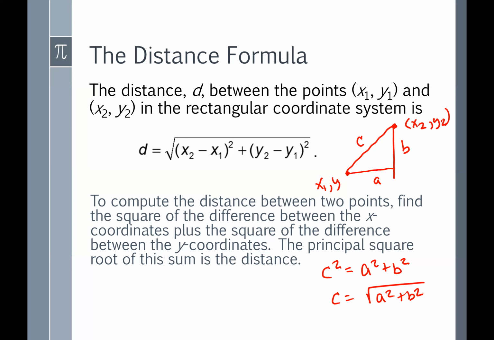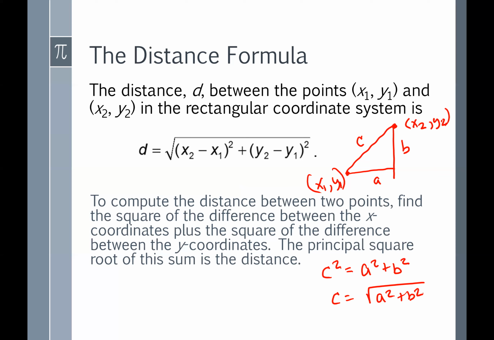If we give them coordinates, then the lengths of the two sides of my right triangle are going to be: the distance in the horizontal direction would be x2 minus x1. The distance in the y direction would be y2 minus y1. We square those two legs, we add them together, and we take the square root, and that gives us the distance formula.